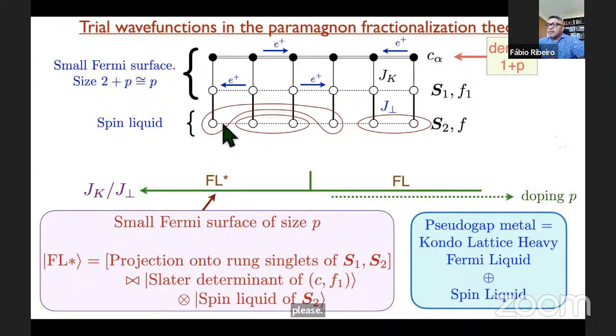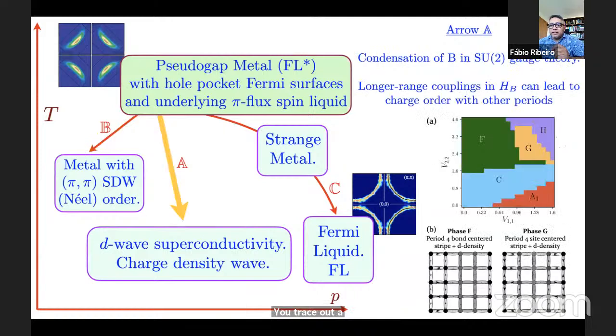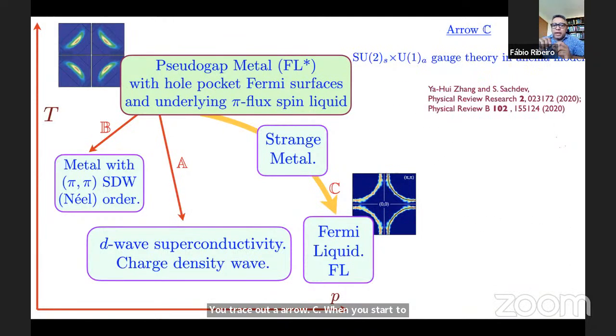Look, in your rich and complex phase diagram, you trace out an arrow. You start with hot spots and you end up with Fermi arcs, right? And you cross the strange metals. Usually, when you are dealing with strange metals, we lose signs of the Fermi surface. So my question is, from the symmetry point of view, how do you start with hot spots and end up with Fermi arcs, crossing the strange metals?